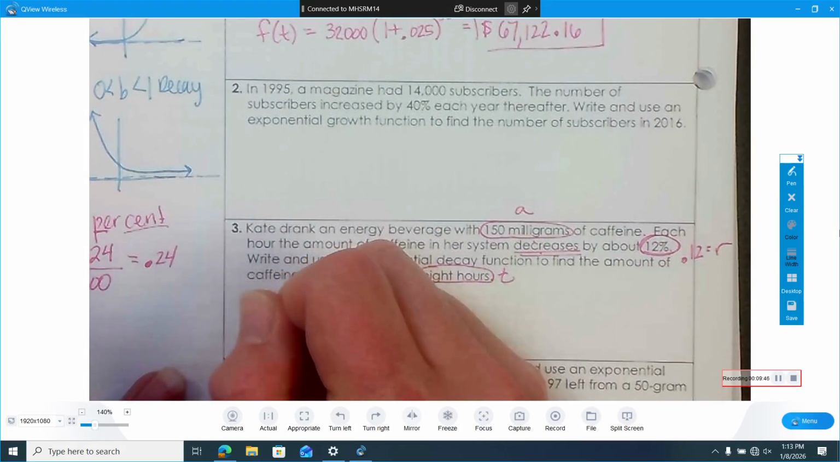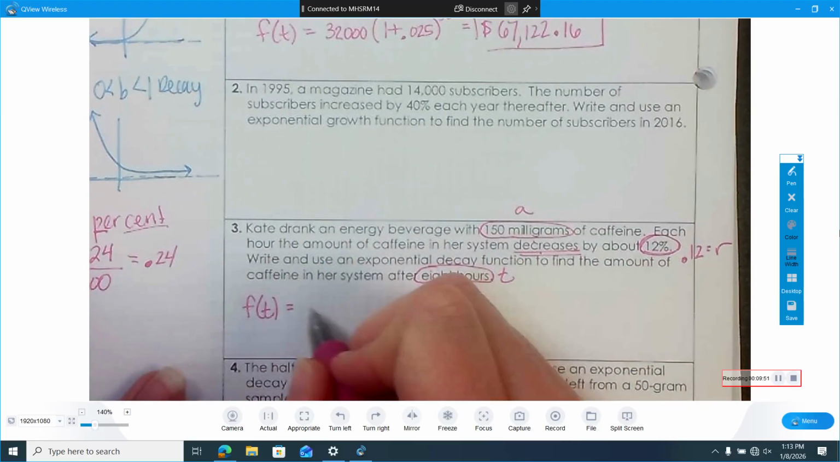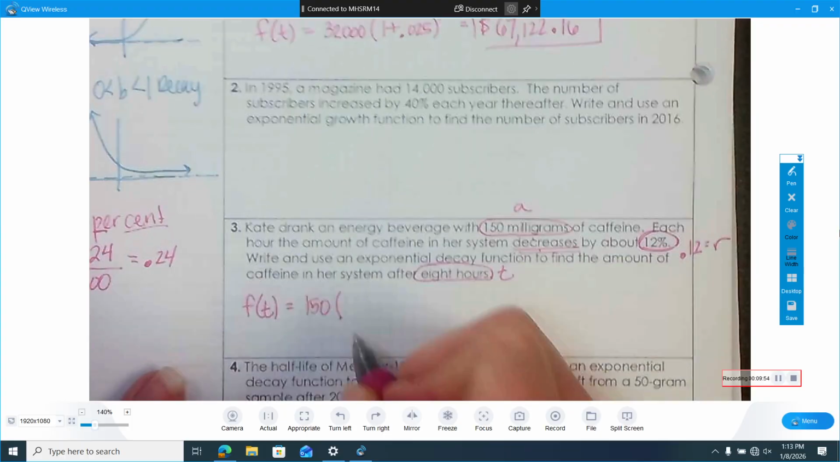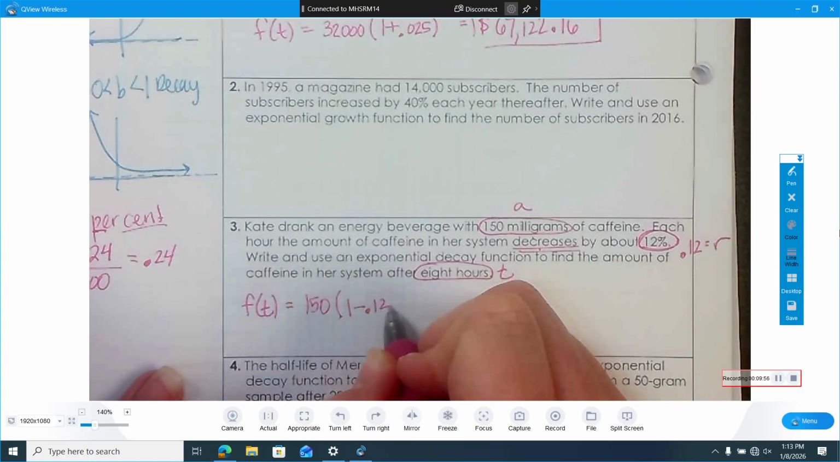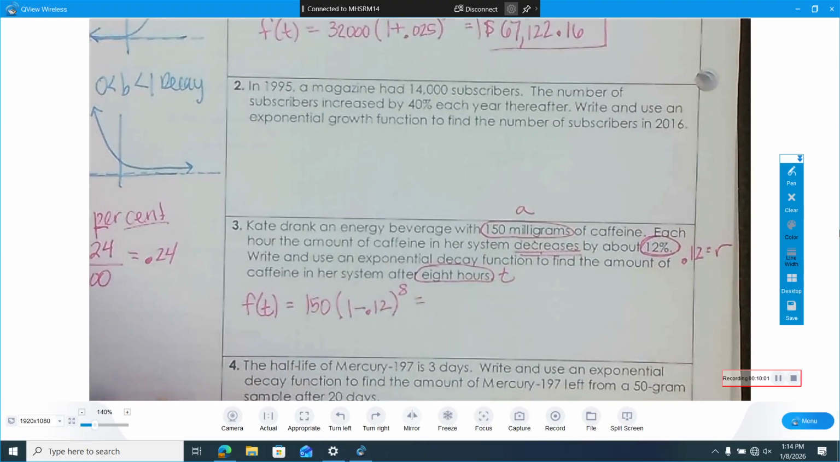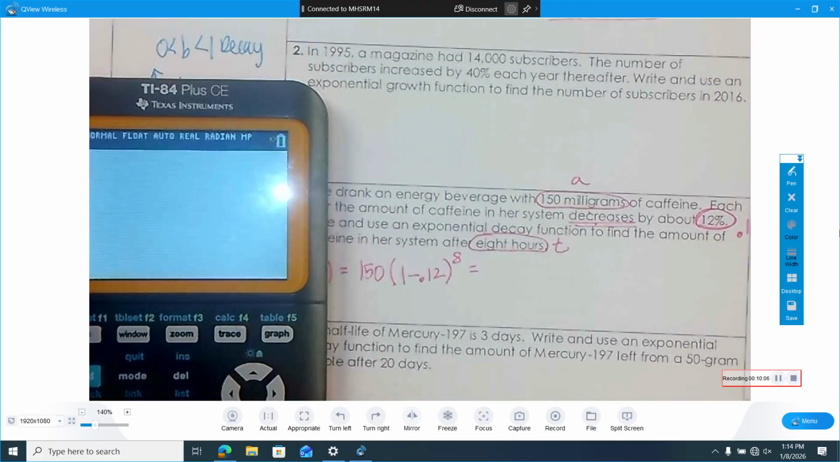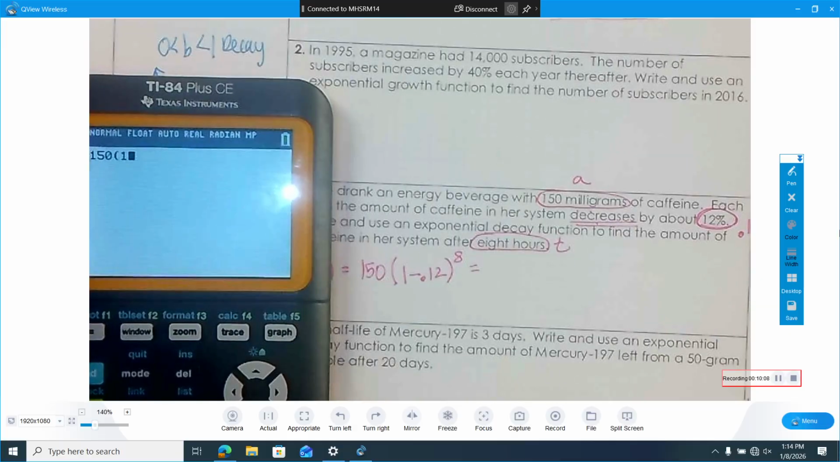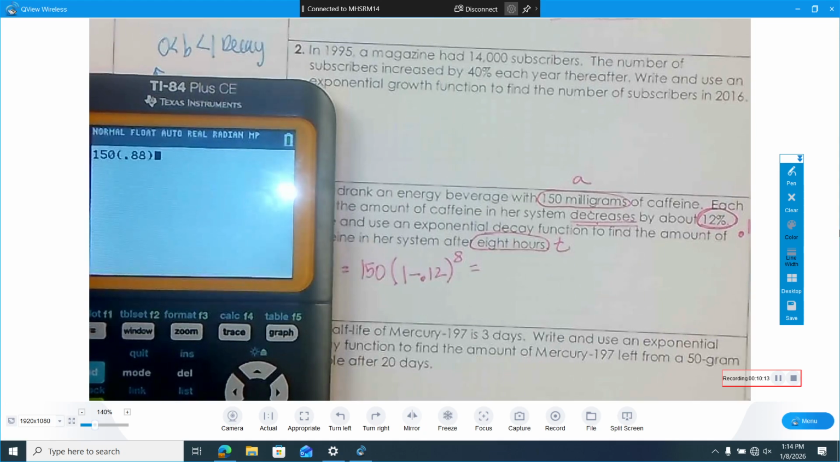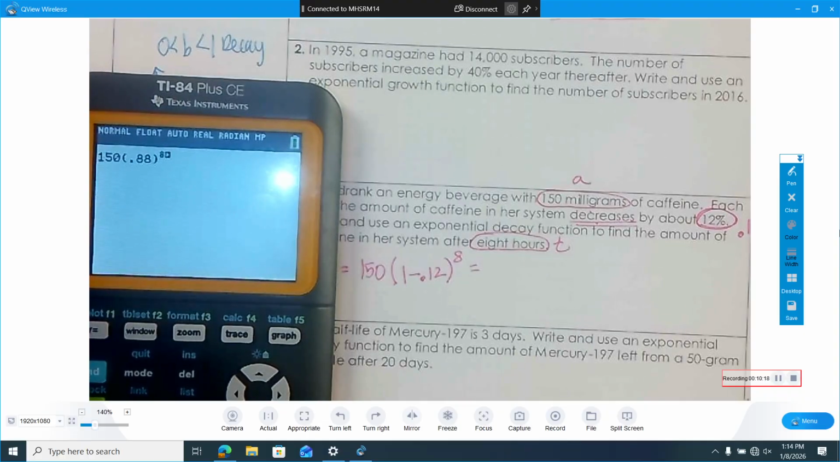So we have our function in terms of time: we're starting with 150 milligrams, and we have 1 minus 0.12, after 8 hours. How much do you think is left after 8 hours? All right, 150 times the quantity 1 minus... Instead of writing 1 minus 0.12, can I just write 0.88? Is that the same thing? Yeah, inside the parentheses. Very good.